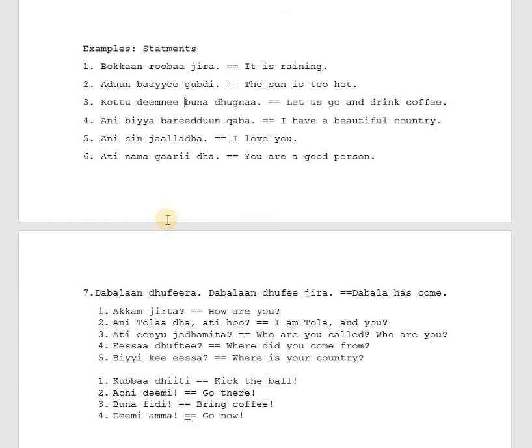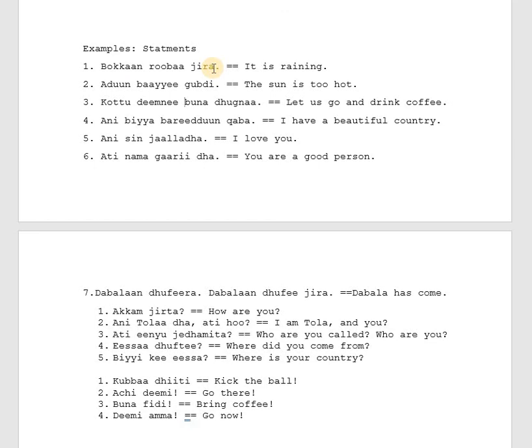And this is how we write. Look at this statement: Bokkaan roobaa jira. Bokkaan is rain. Roobaa is raining. Jira is a kind of verb. It's like it has already happened. I can't even explain it. So it has already happened.